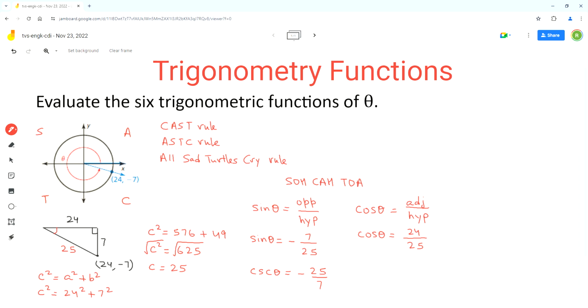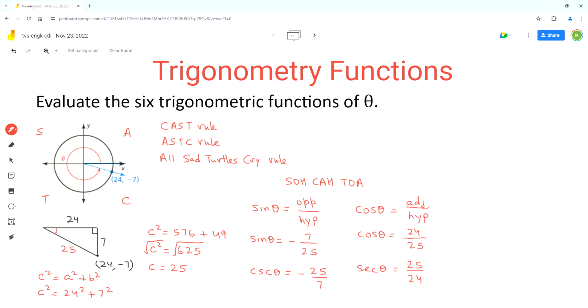Now we can evaluate secant theta. Secant is the reciprocal ratio for cos, so we should flip the fraction for cos theta to get the value for secant theta. This should be the final answer for secant theta.